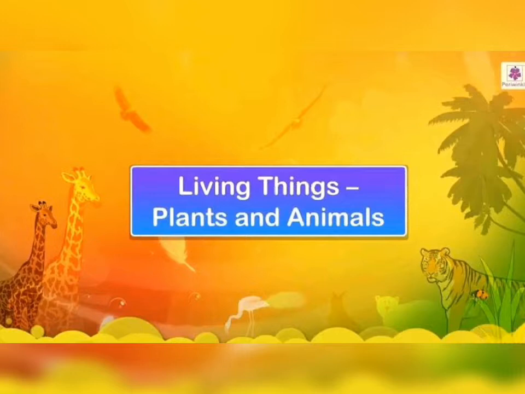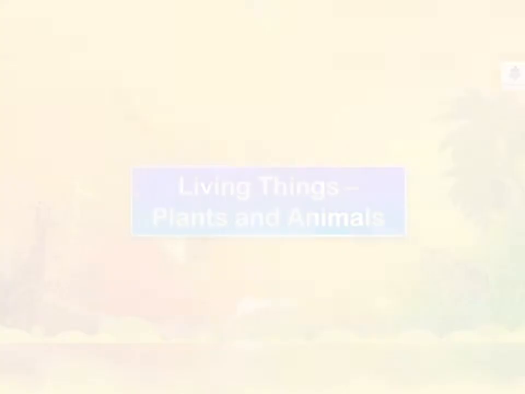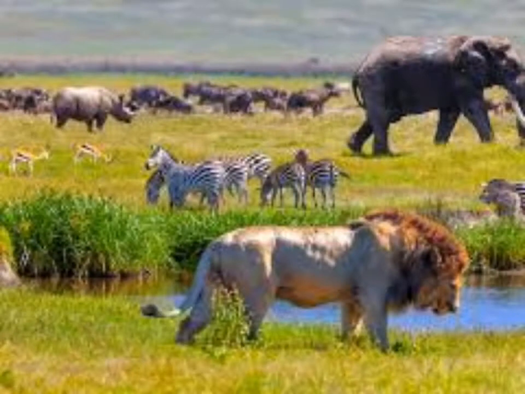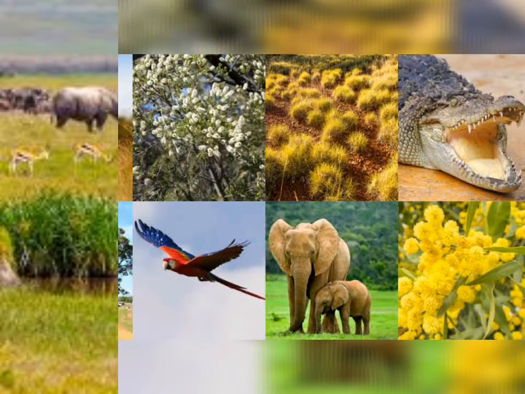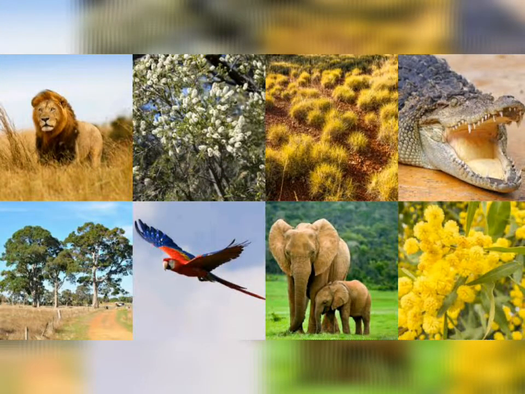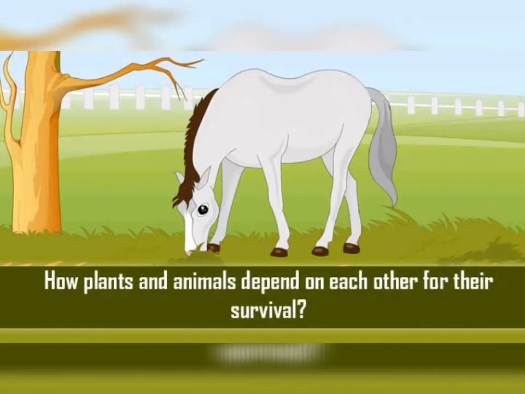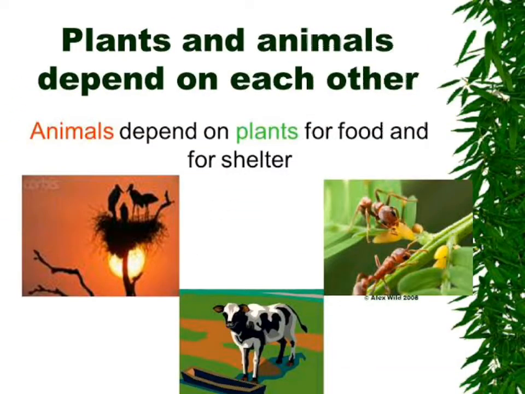Children, we all know that plants and animals are different from each other, but both plants and animals are dependent on each other. How? Today we will learn in this video. Animals depend on plants for food, which you know. All animals depend directly or indirectly on plants for food. How directly and indirectly? I am telling you.